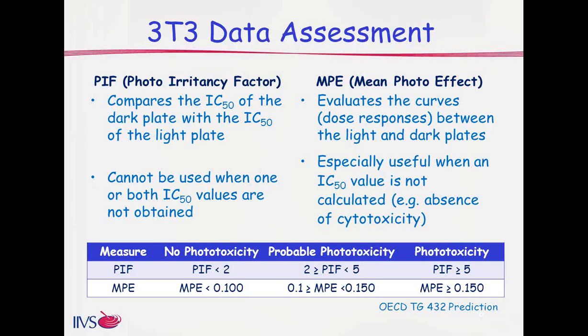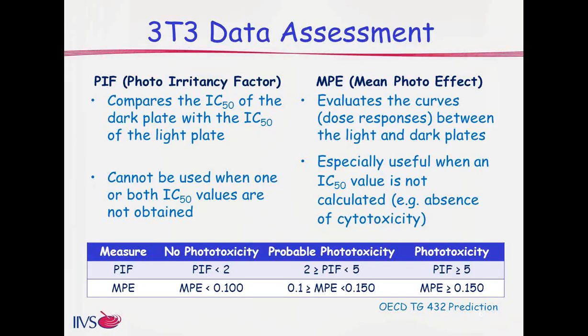Now, as we move into the 3T3 data assessment, we're going to use 2 measures to assess our phototoxic potential: the PIF, or photoirritancy factor, and the mean photo effect, or MPE. Now, we have a special program provided by ZBET called Phototox 2.0 that we're able to use to assess these 2 values. In general, the PIF is going to compare the IC50 of the dark plate to the IC50 of the light plate. Now, this can be difficult to use, especially where there's a case where you have one IC50 or both IC50s that may not be obtained.